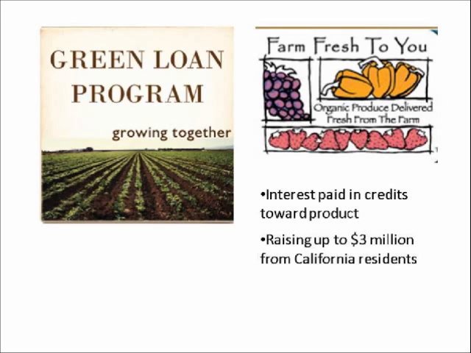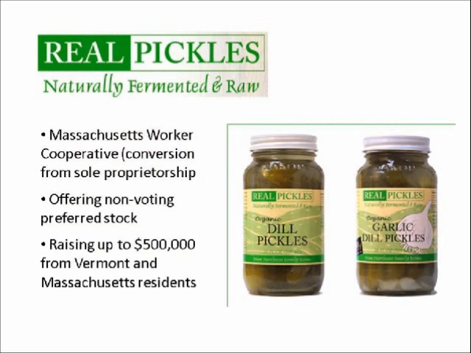So I just like to show all my different clients and all the really creative tools that they've created to raise money in a way that fits with their goals. Farm Fresh to You is selling a debt instrument, so it's a loan, and it's actually paid in credits towards their product, so they don't have to actually pay it back in cash unless someone moves out of the state. Real Pickles is a worker co-op that just completed the legal work to offer their security, and they're raising money selling a non-voting preferred stock because they're a co-op. They don't want their investors having any voting rights.